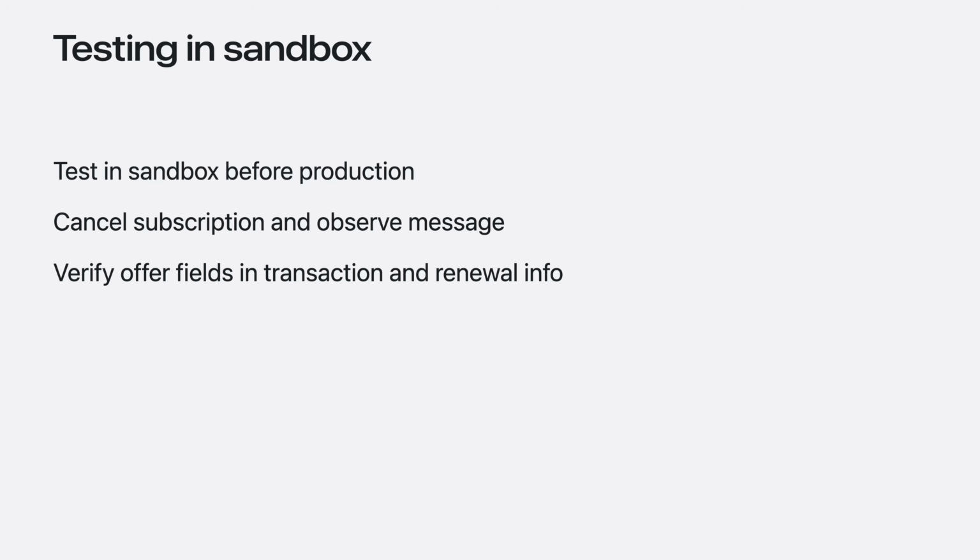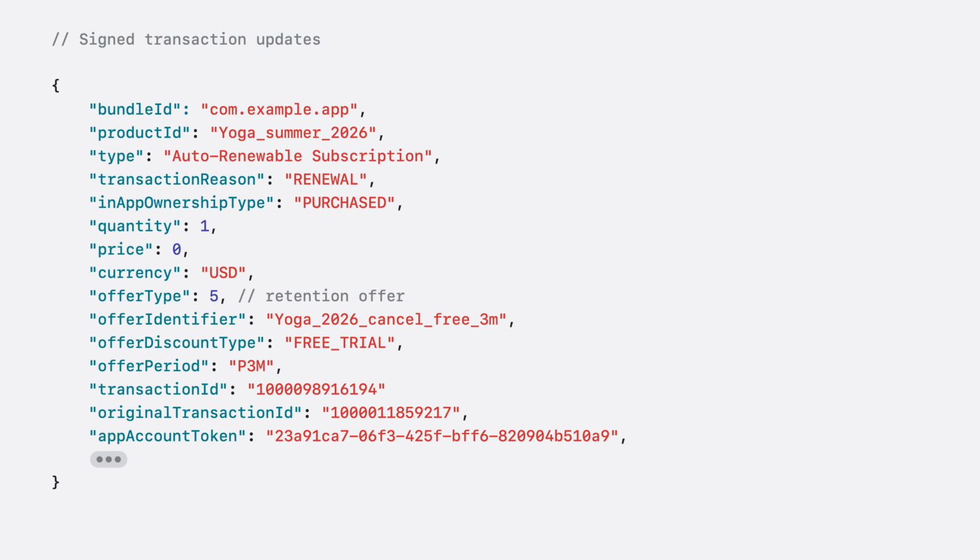We are also introducing retention offers, a new offer type for retention messages. The signed transaction and renewal info are updated with a new offer type value of 5 to indicate a retention offer was redeemed. Other offer-related fields such as offer identifier, offer discount type, and offer period will also appear as expected. By setting up retention messaging in App Store Connect, you're taking a significant step toward retaining your subscribers at a critical moment in the subscription lifecycle.